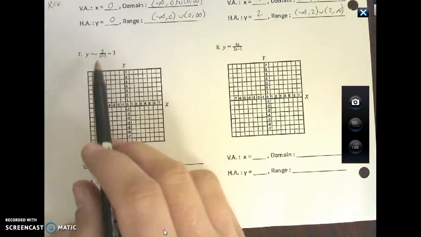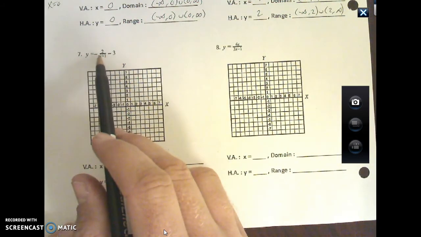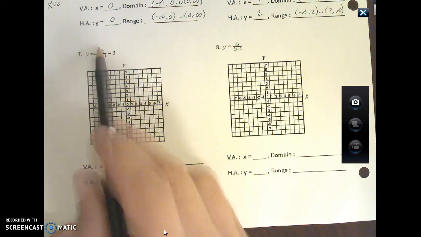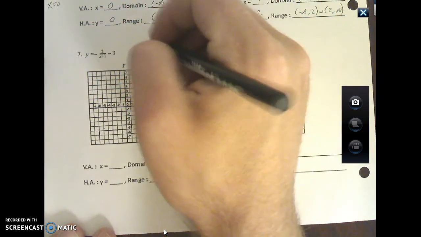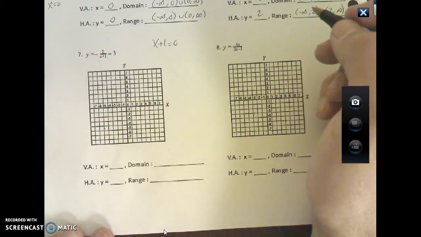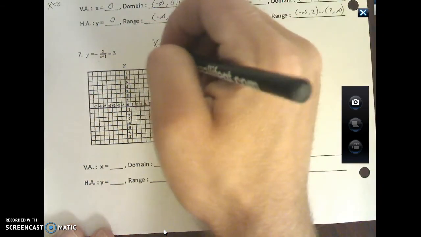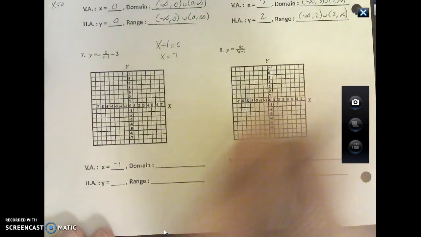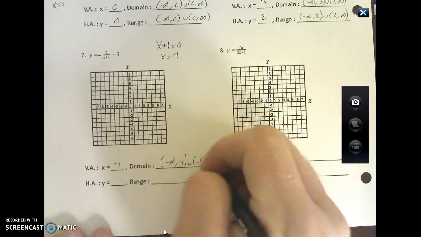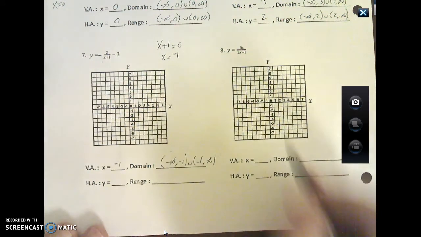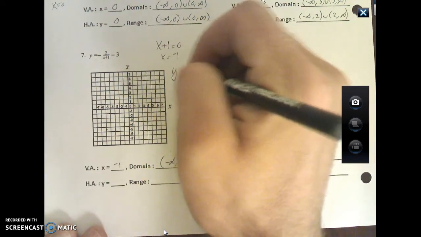Number 7, had a lot of really good questions the other day about that negative out front. The negative pertains to your numerator, so don't worry about that for right now. Okay, so as far as you're finding your denominator, just stick with x plus 1 equals 0, whatever is there. So x equals -1. So my domain is everything except for -1. Simple enough.